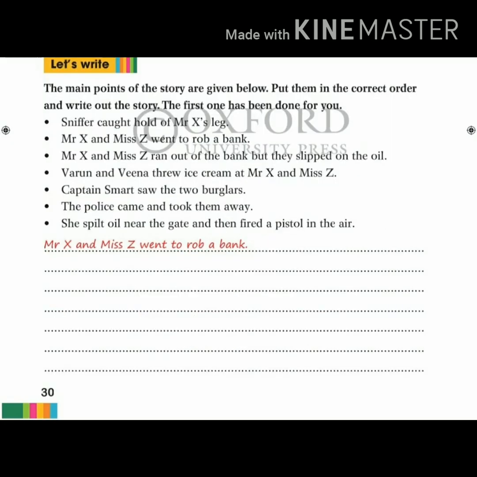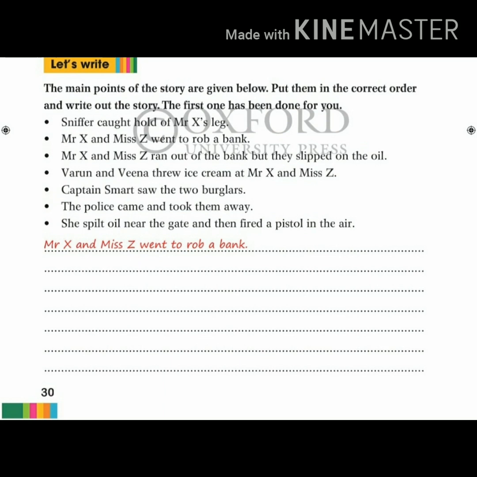Let's write. The main points of the story are given below. Put them in the correct order and write out the story. The first one has been done for you. Students, if you remember, we have done this type of exercise in chapter number 1, Puppy in the Well. So we have to do this exercise the same way. As you know, very first you have to arrange these sentences in the correct order according to the story. Children, very first try to do this exercise yourself. You have to put down the numbers in the correct order. Just try to do it yourself first and then after we will do the exercise further.